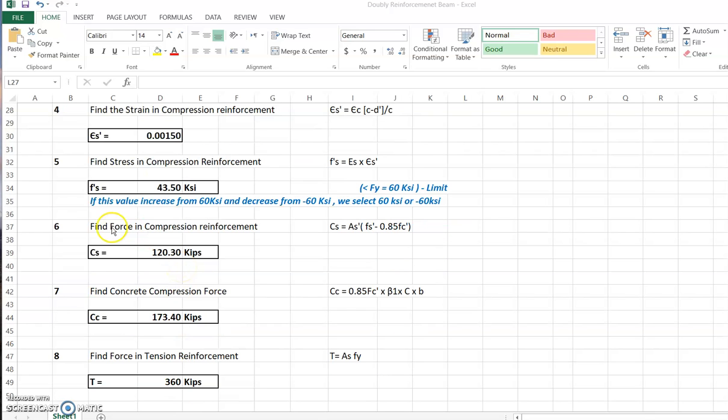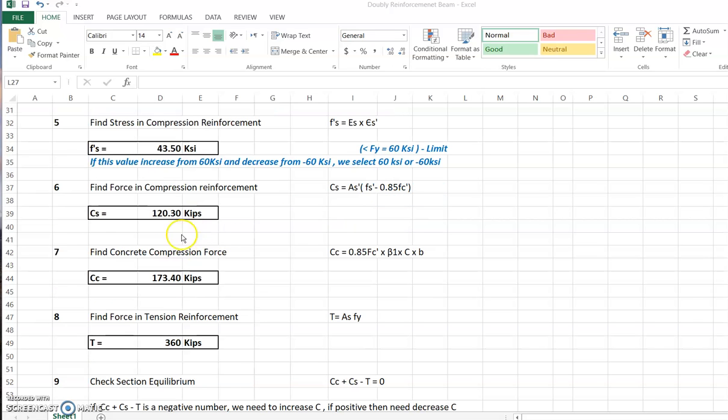So the other step, step number 6, is to find the force in compression reinforcement. That was the stress. Now we have to find the force on that. The force is Cs. Cs is equal to As prime multiplied by Fs prime minus 0.85 Fc prime. After plugging in all these values that we already have, we have As prime and we have Fc prime also, and we found Fs prime here. So we get the force in compression reinforcement, 120 kips. So number 7, find the concrete compression force.